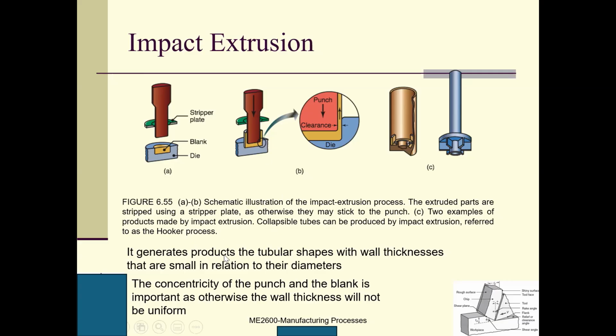So it generates products that are tubular shapes with wall thickness that is small in relation to their diameter. The Coke, I think Coca-Cola, the beverage containers are extruded. So concentricity of the punch and the blank is important, as otherwise the wall thickness will not be uniform. Definitely the concentricity of this punch and also of this die is very, very important.